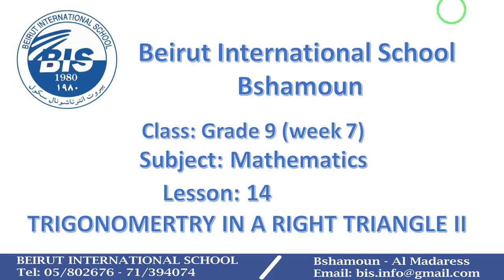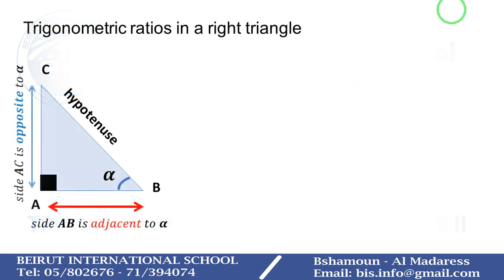Today we are going to continue our lesson, Trigonometry in a Right Triangle, Part 2. As we know, trigonometry only deals with right triangles. This is a right triangle at A. ABC is an acute angle named alpha, where alpha is measured in degrees. AB is the side adjacent to angle alpha and AC is the side opposite to angle alpha, where BC is the hypotenuse. It's facing the 90-degree angle. Make sure to understand clearly how the sides of the triangle are named.